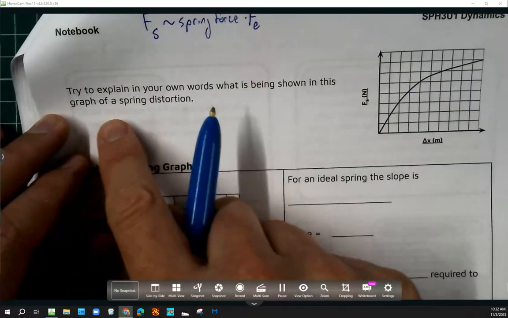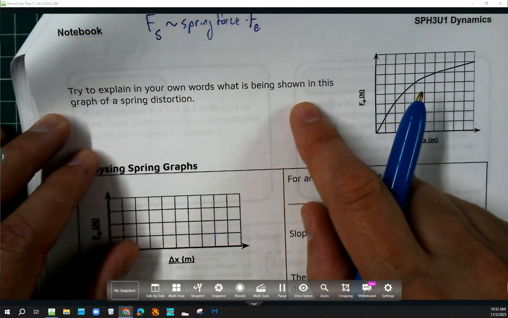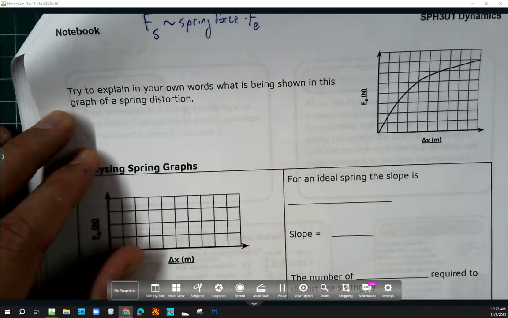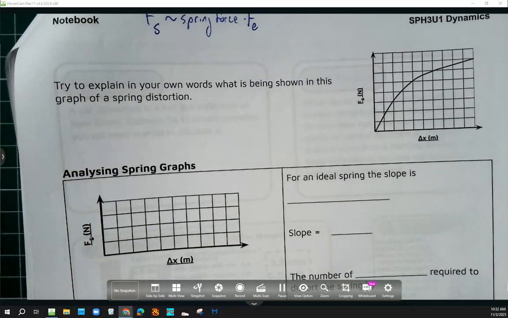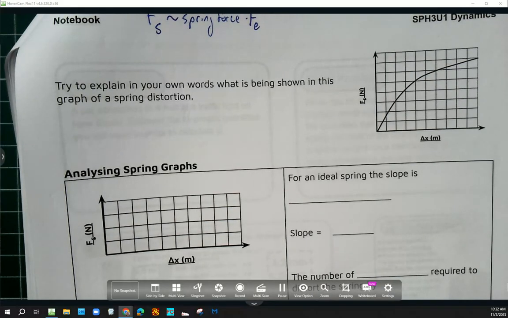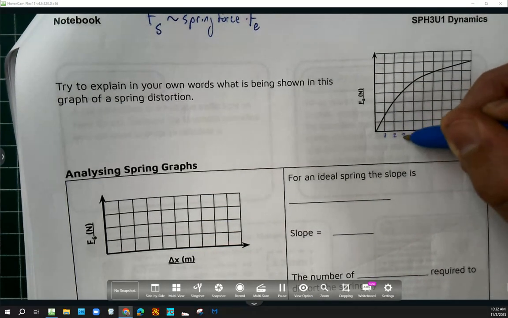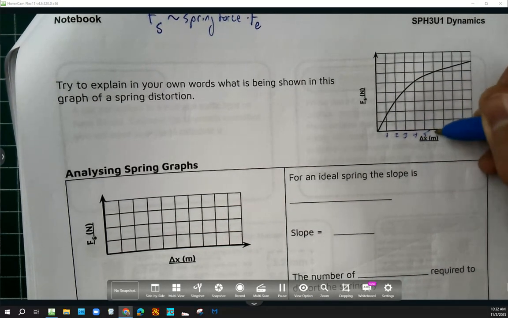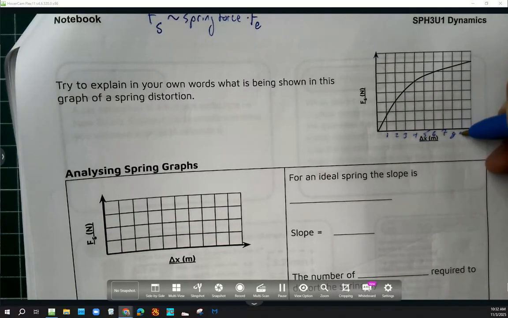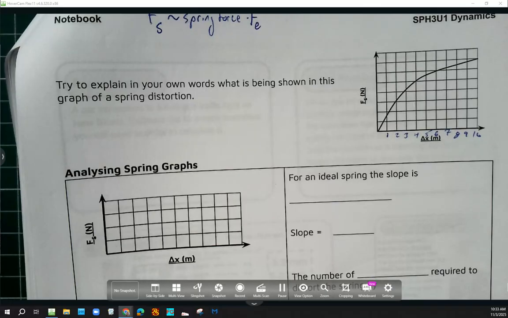Okay, so I got a graph here, and it says try to explain in your own words what's being shown in this graph of a spring distortion. Now, before I let you guys just describe it in your own words, I'd like to ask, over what region does this spring behave in an ideal way? Look, if I write this at 1, 2, 3, 4, 5, 6, 7, 8, 9, 10, when is this spring behaving in an ideal way, according to Hooke's ideal spring law, or spring law for ideal springs?